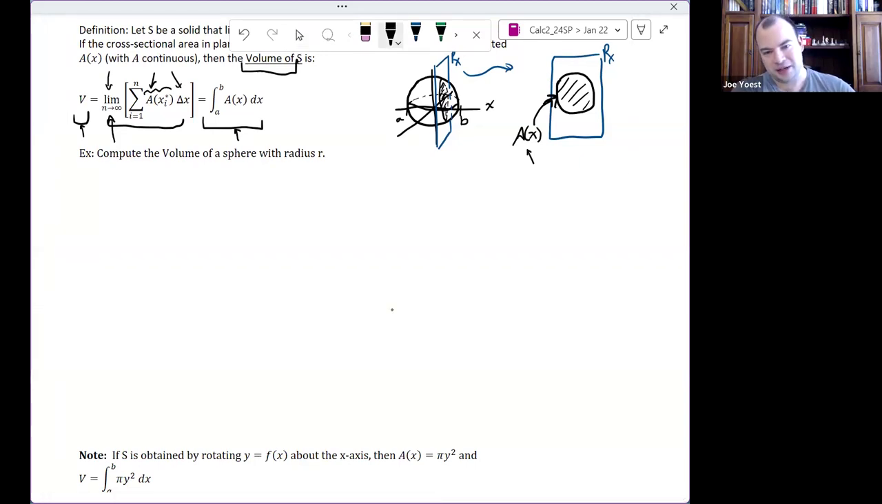Okay, so what do we have? We have a 3D object. Let's start by drawing it.